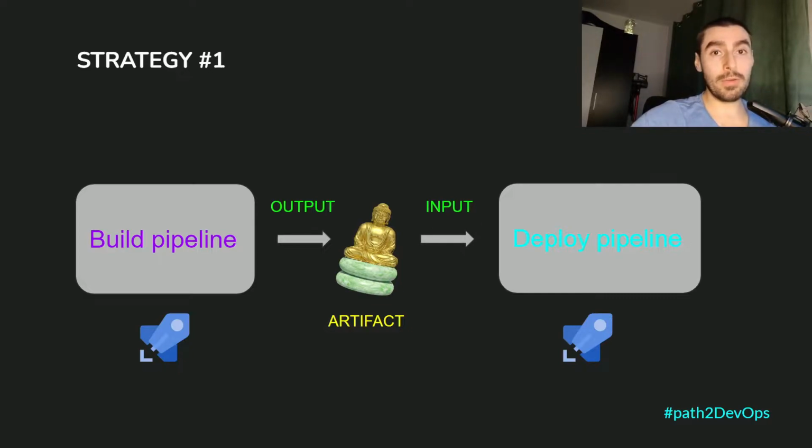Obviously, we already create the Docker image as an artifact, but this is not sufficient for the deployment pipeline to be able to consume the build pipeline. We also need some sort of metadata to be passed on from the build pipeline to the deployment one in order for the deployment to know what version of the application or what Docker image it should deploy.